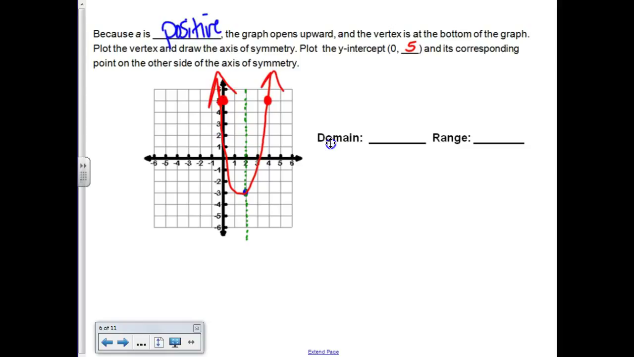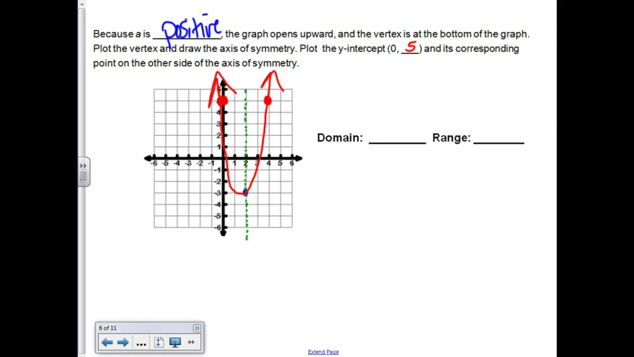So you might be thinking this doesn't seem as fun as yesterday because we have to do a calculation to find the x-value of the vertex. Yes, that stinks. Then you got to plug it in to find the y. So it does require a little more work. But once you have the vertex, you know the axis of symmetry. The y-intercept's really easy to find. And then you just plot a symmetrical point.